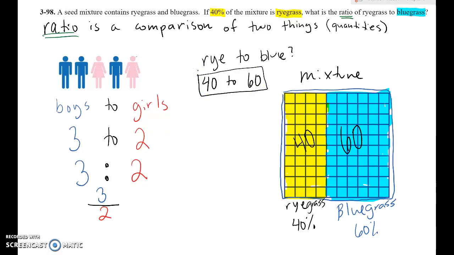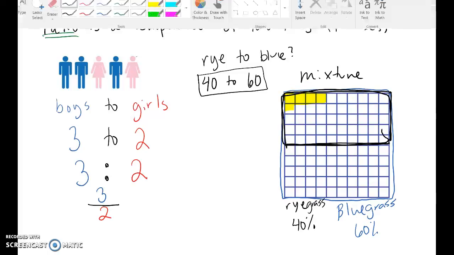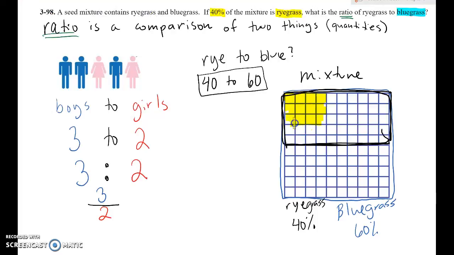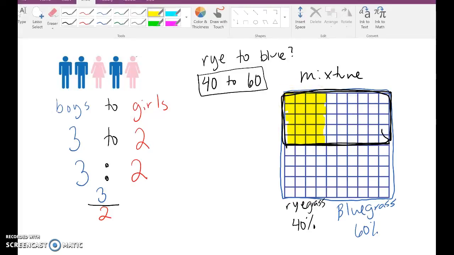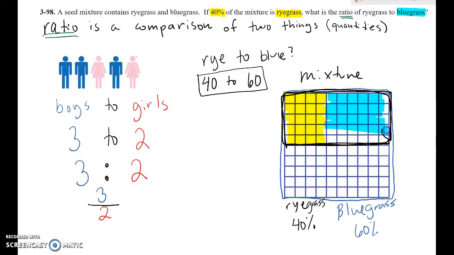However, I can simplify this. I can say, well, instead of having 100, what if I just had half? Instead of 60 and 40, what if I had half of this? What if this was my whole? What would be the bluegrass? What would be the rye? Well, still for every 4, there would need to be 6. So if I had half of that, that would be 20 to 30.